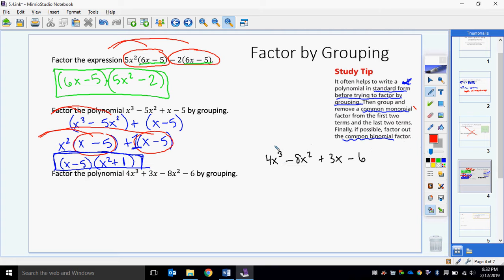And there's nothing that I can take out of every single one because this is lacking an x, and there's no number that fits into 4 and 8 and 3 and 6. So what I'm going to do is group. I want to lump together my first two and my last two.